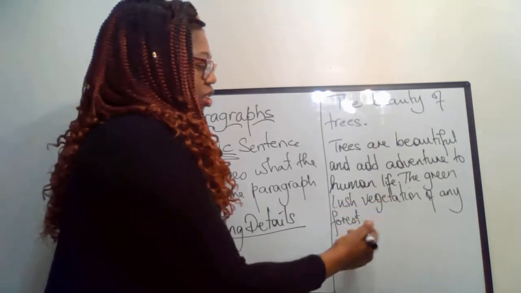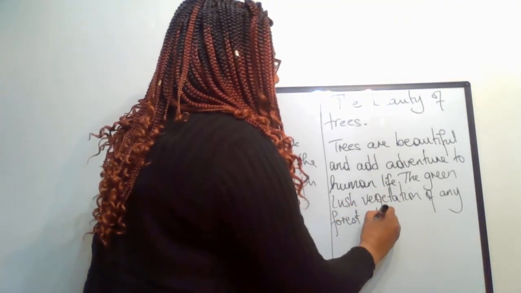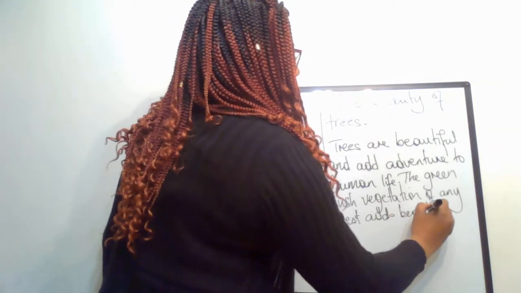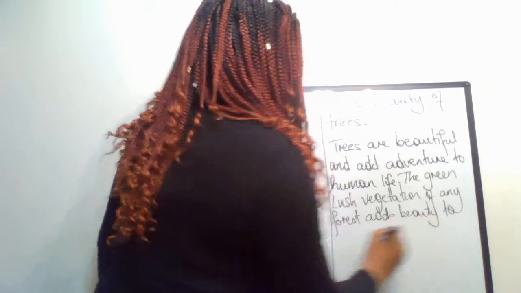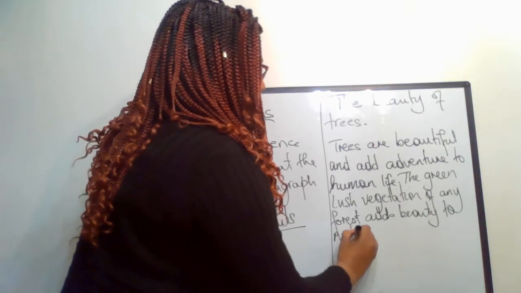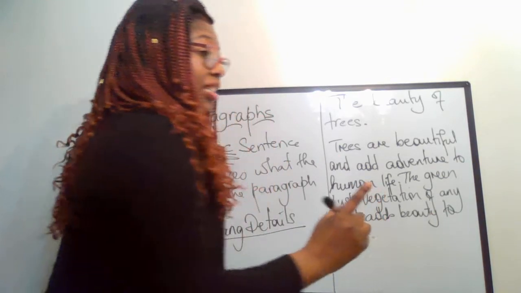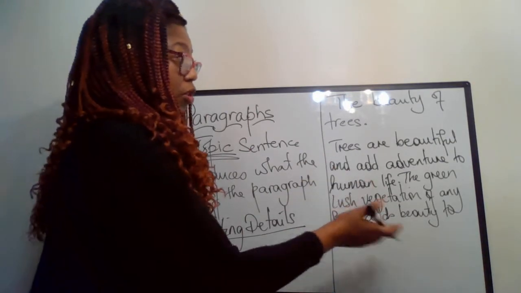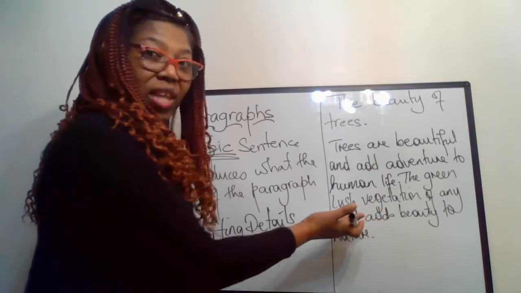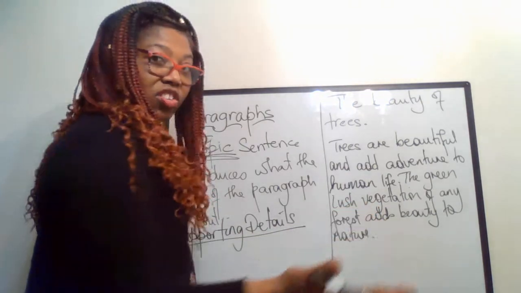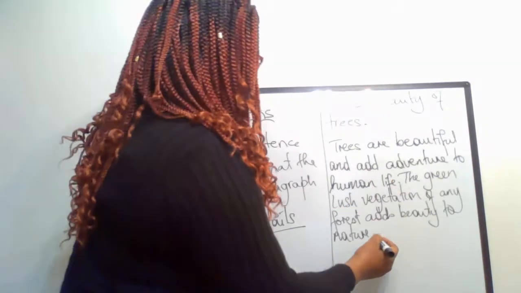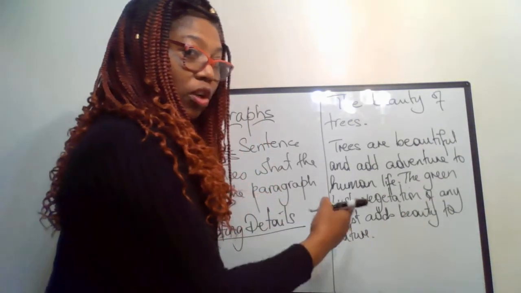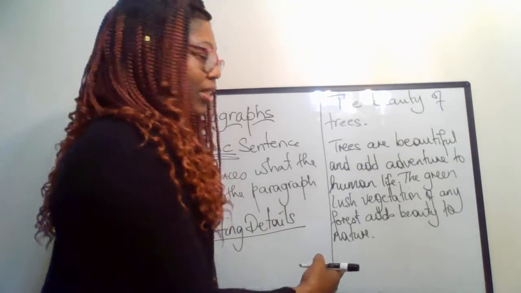All right, so let's go. The green lush vegetation of any forest adds beauty to nature. Okay, so that's one sentence right there. It adds beauty to nature. The trees, right? Because we know that trees make up the vegetation. All right. That's two sentences we have there, our topic sentence and a supporting sentence. Let's continue.